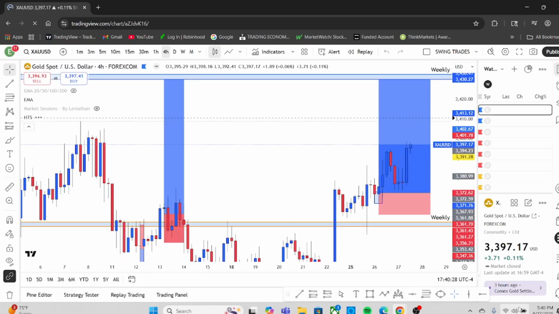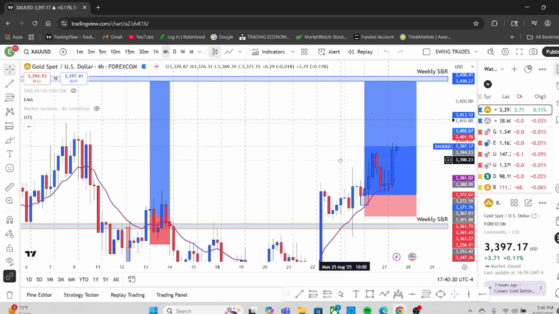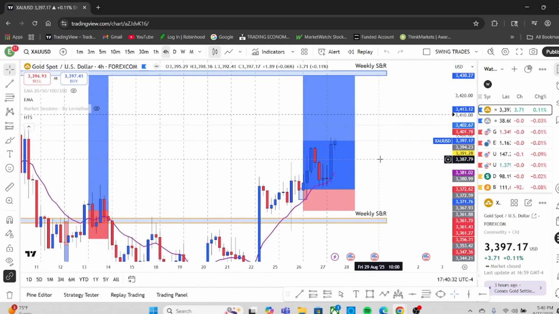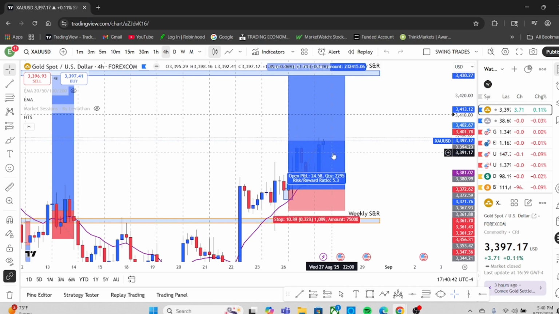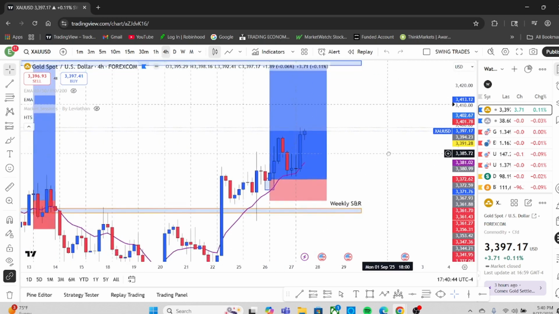So it's still Wednesday, August 27, 2025. It's just 5:40 p.m. The market is currently closed, well, it's open, but gold and silver are open till 6 p.m. So I'm just gonna give you guys a quick update on this trade.